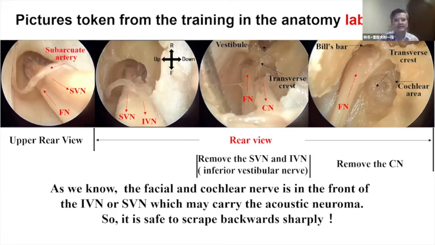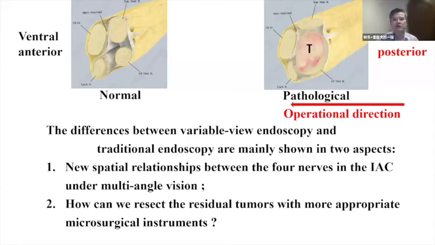As we know, the facial and the cochlear nerve are in front of the IVN or SVN, which may carry acoustic neuroma. So it is safe to scrape backward sharply. The difference between variable view endoscope and the traditional endoscope is mainly shown in two aspects. New spatial relationship between the four nerves in the IAC under multi-angle vision. How can we resect the residual tumors with more appropriate microsurgical instruments?